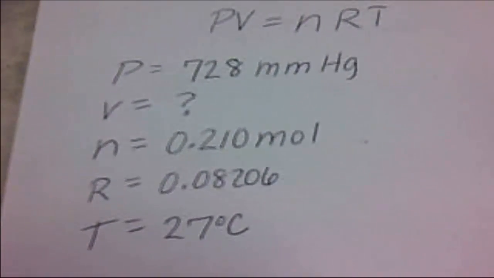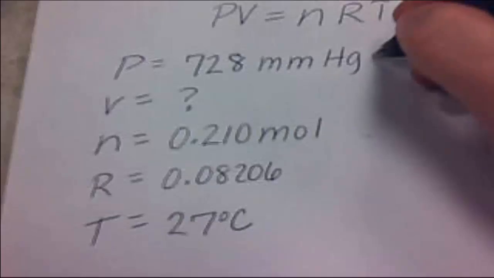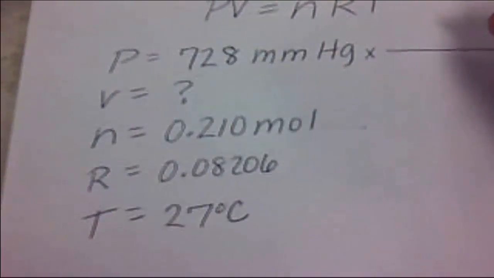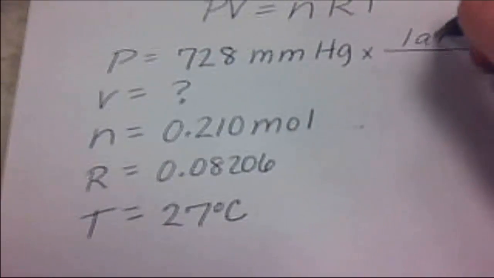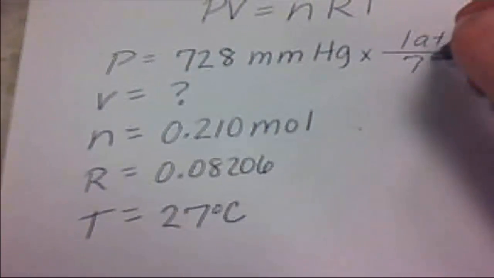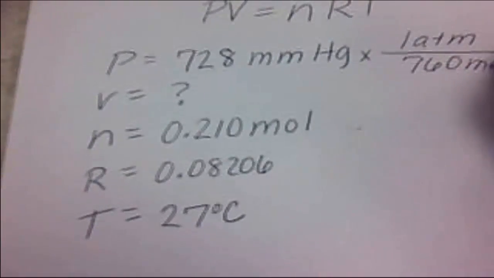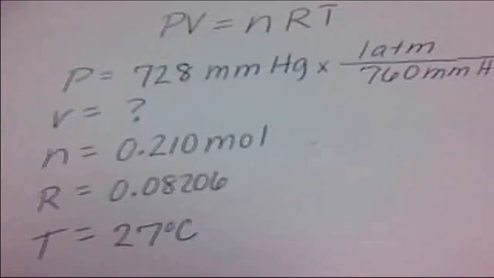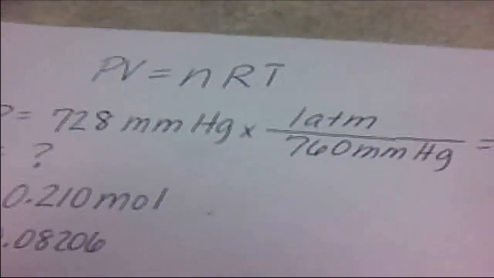Then I need to start looking to see what I need to change. Notice I have millimeters of mercury. I can't have millimeters of mercury, so I'm going to do a conversion there. I'm going to change millimeters of mercury to ATM. I'm going to put 760 millimeters of mercury on the bottom, 1 ATM on top. That's why we did all those conversions.